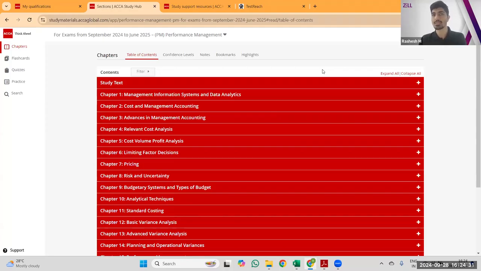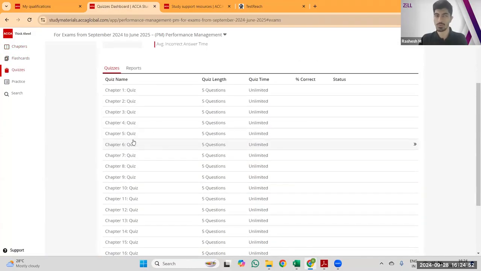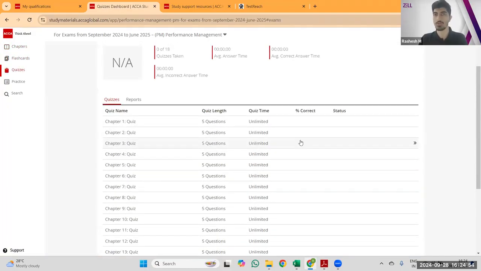But the tendency is ACCA always puts some unique questions here, along similar lines to what they test in the exam. So it's always beneficial to cover any official resource, whatever is provided. And ACCA is taking a step toward providing more and more resources. So of course it's beneficial to go through that. Here it's just study notes and quizzes for you all to go through, which you can solve.